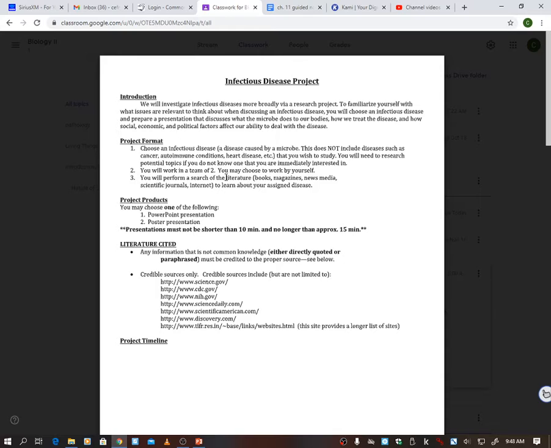Yes, they may be genetically passed along, but if somebody has an autoimmune disease, I can't go catch that from them. Heart disease, anything like that. It has to be something that is passed on by a microbe. You will need to research potential topics if you do not know one that you're immediately interested in. So if you're not sure what you want to do, go to Google and type in infectious diseases. Type in major viruses or major outbreaks in the world, because those might be some of the ones that are a little bit easier to research.